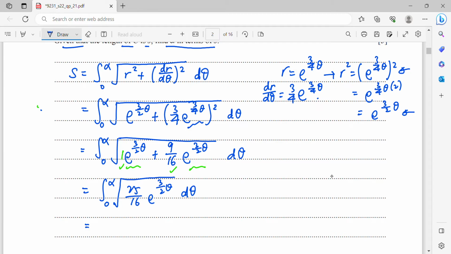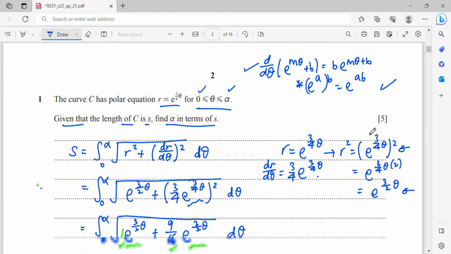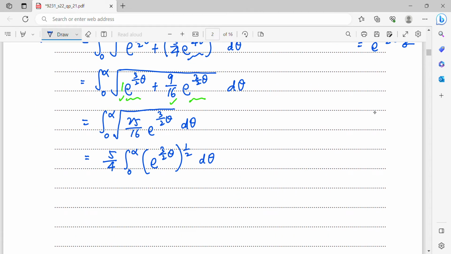Now I can split into two terms. The square root of 25 over 16 is basically 5 over 4, so I will factorize this constant. Then the square root of e to the 3 over 2 theta: the square root means degree half. Again use this formula, exponential a to the power b is e to the ab. So now I will multiply the half by my 3 over 2 theta. Then I will get 5 over 4, integral from 0 to alpha, of exponential 3 over 4 theta, d theta. This is the simplest form.